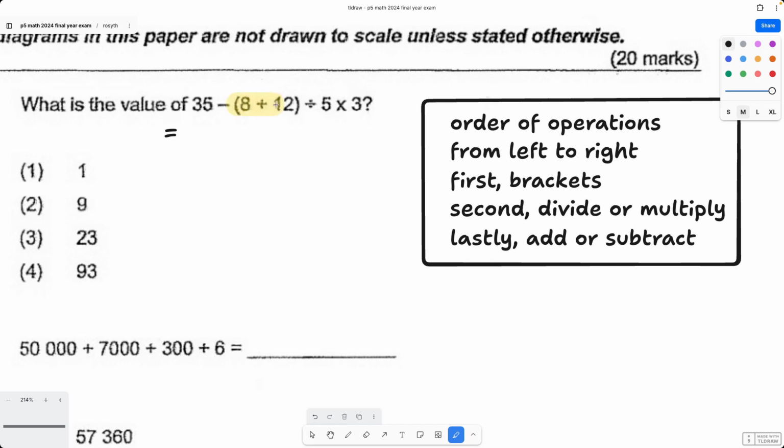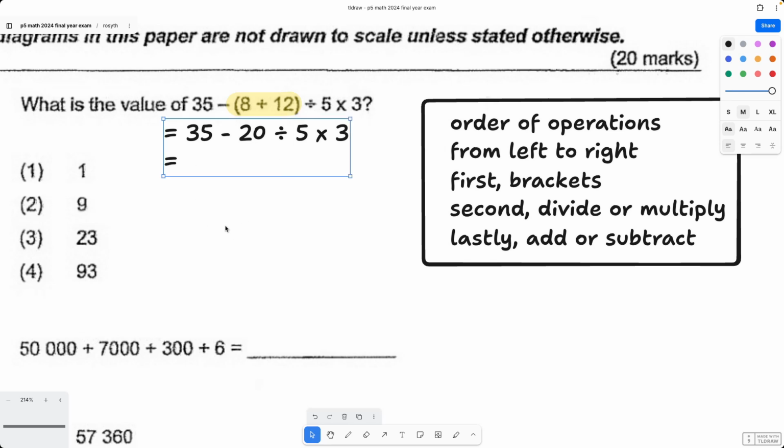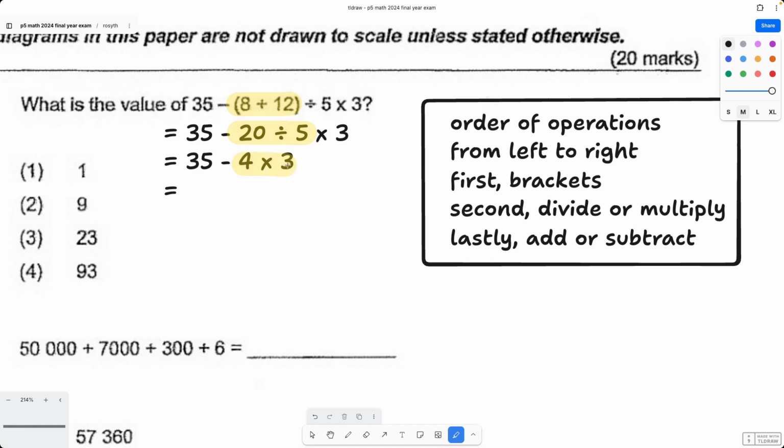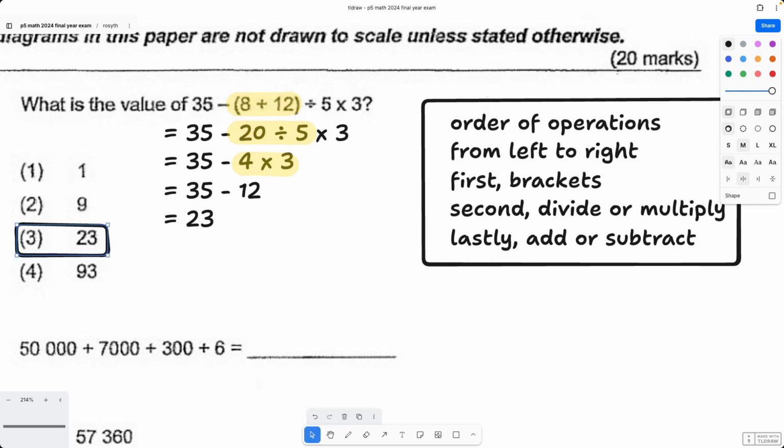So from here, what do you think we should do first? If you say brackets, then you're right. So it's 8 plus 12, which is 20. So we have 35 minus 20 divided by 5, times 3. What should we do next? If you said 20 divided by 5, then you're right. That means we have 35 minus 4 multiplied by 3. And last, if you say 4 times 3, then you are right. So that means we have 35 minus 12, which gives us 23. So the answer in this case is 23.